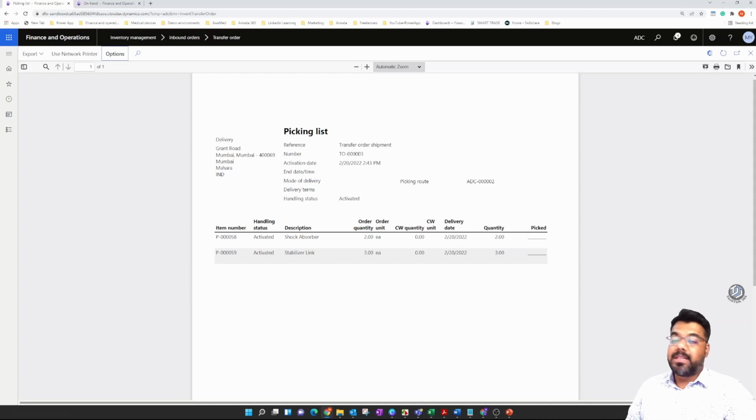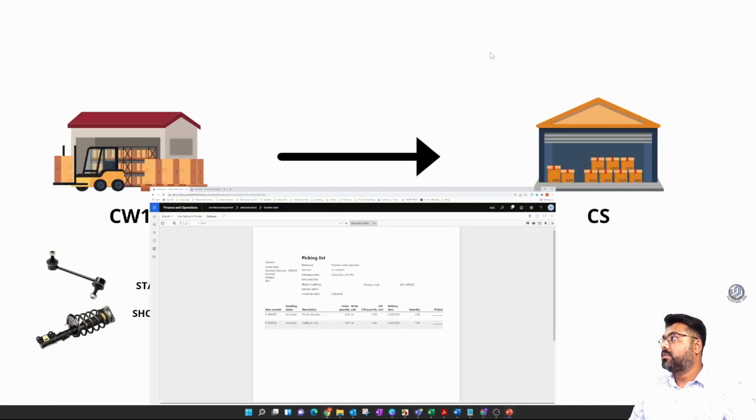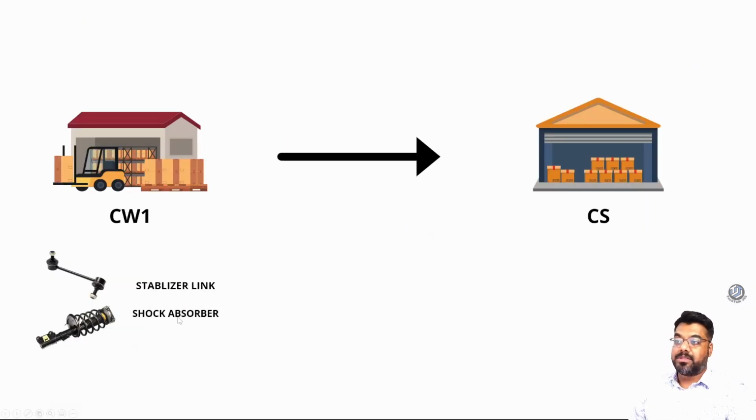So the picking list is printed to the screen. You may see that the item shock absorber and the stabilizer link are added, and here only 2 quantity, because we have only selected 2 as the ship now quantity, and 3 out of 3 of stabilizer is shipped. Once the printed copy is issued to the warehouse worker, the warehouse worker will, for example, let's say that this is a stabilizer and the absorber.